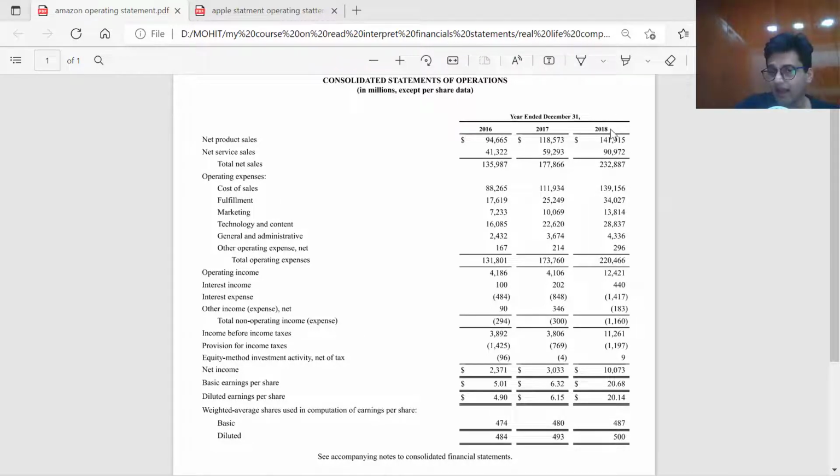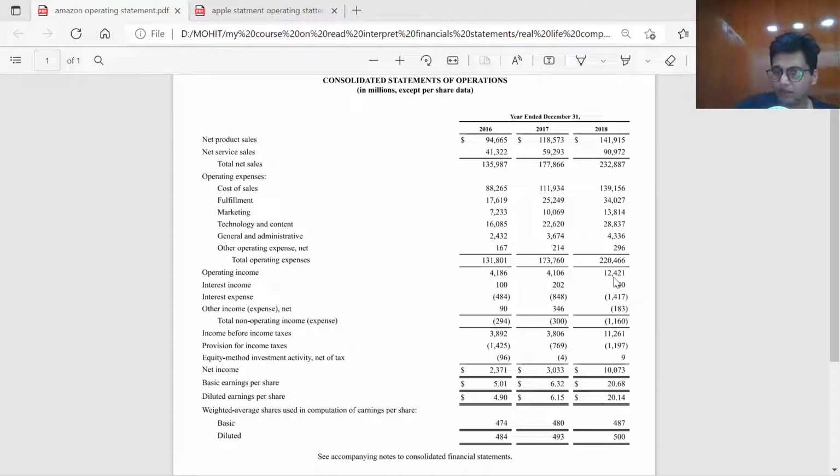It shows that in 2018, Amazon sold $232 billion of revenues, against which it has operating expenses of $139 billion. All these expenses, fulfillment, marketing, technology, general administrative, other operating expenses, can be clubbed into what? Other operating expenses, because they are indirectly associated with running the business, but they are not directly required for selling these products and services. When you reduce these expenses, you get operating income. So from these GP margins, we get operating income.